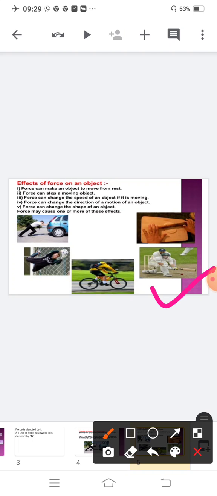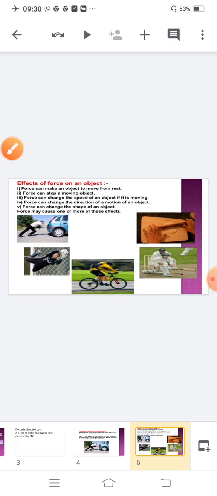The fifth one, force can change the shape of an object. See in this picture, when you apply force, the shape of that roti has been changed. So these are some effects which are caused when you apply force on objects. Clear? Shall we go ahead?